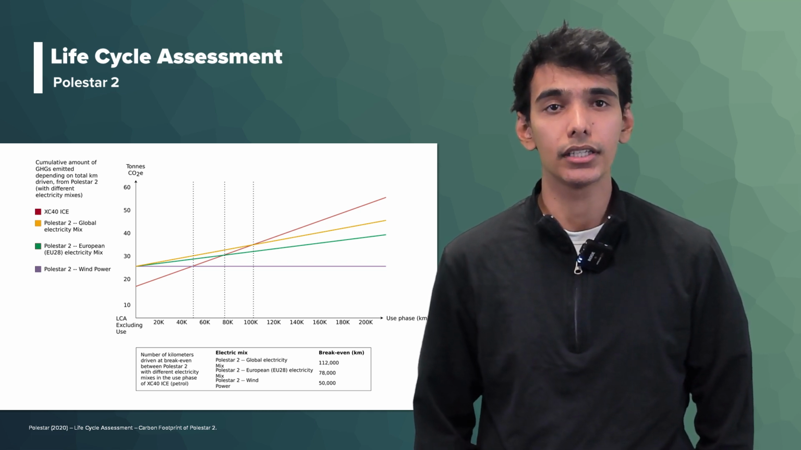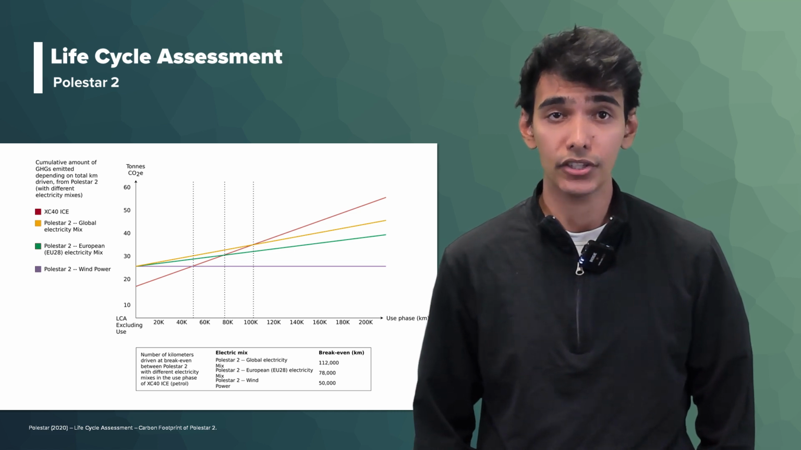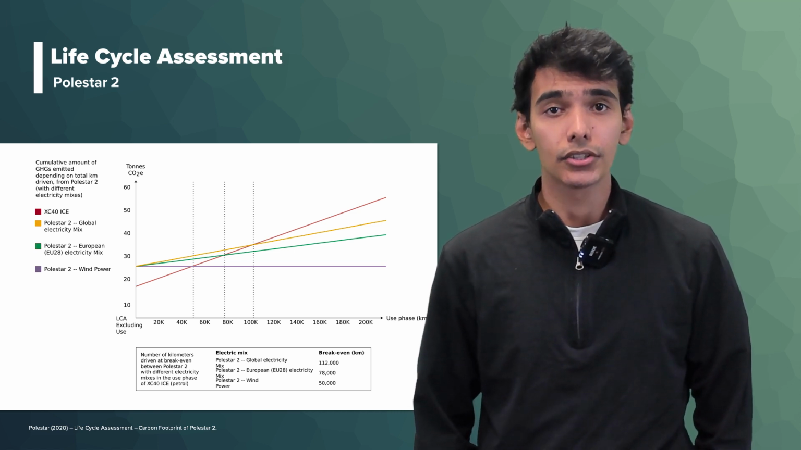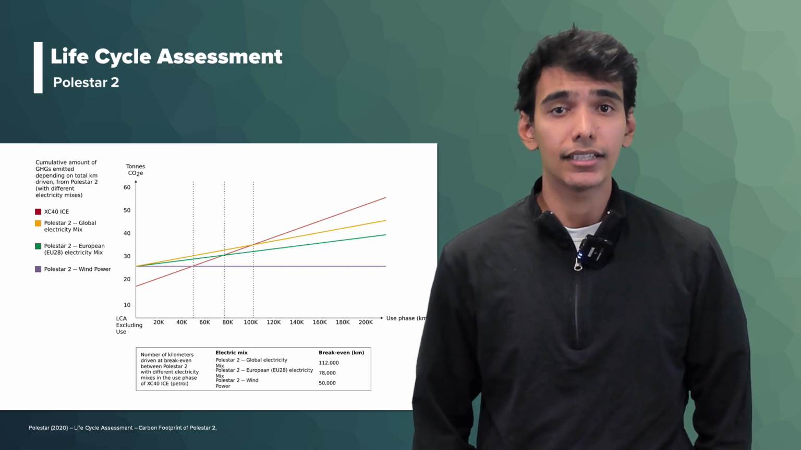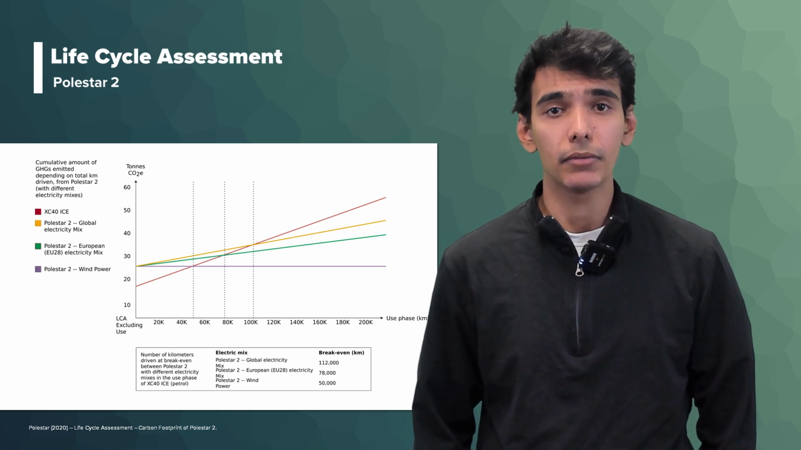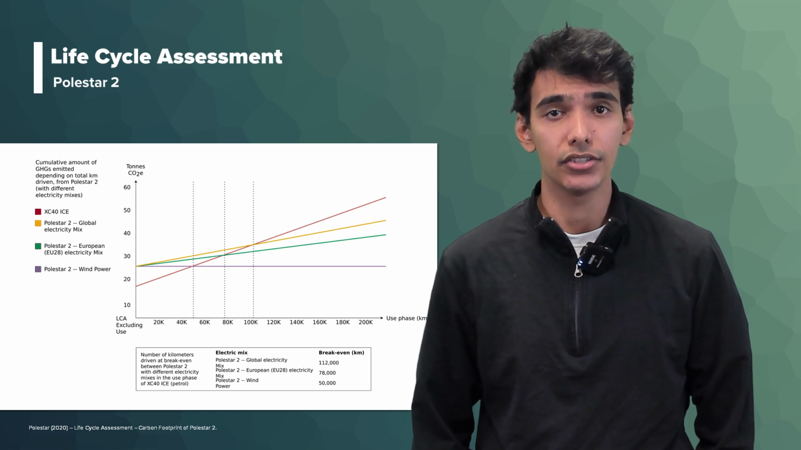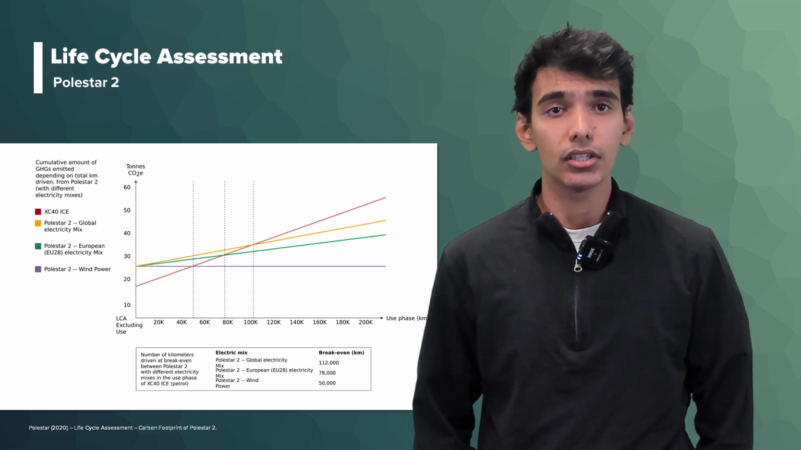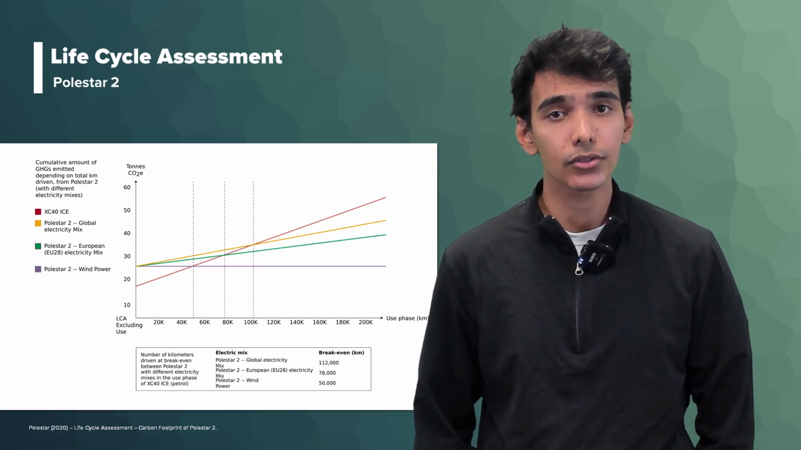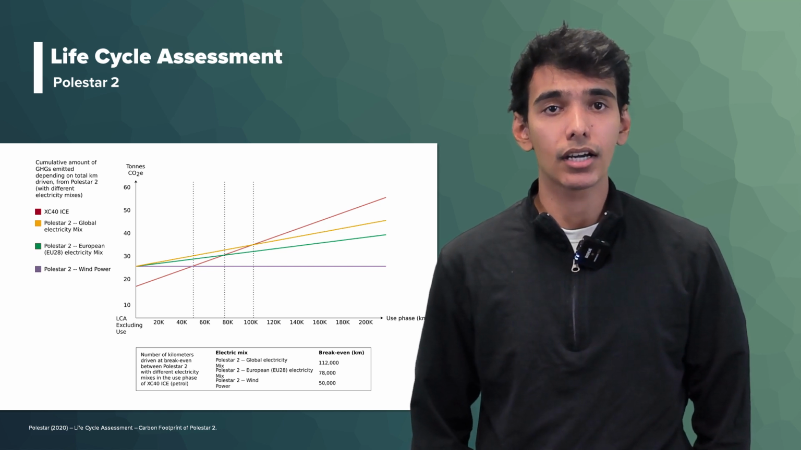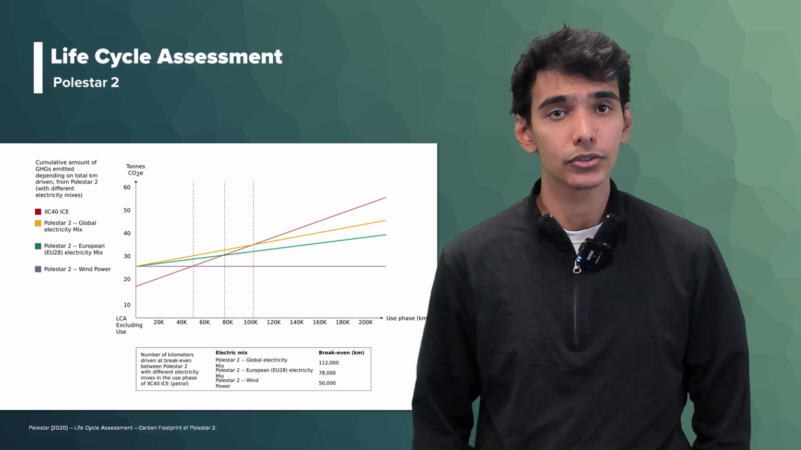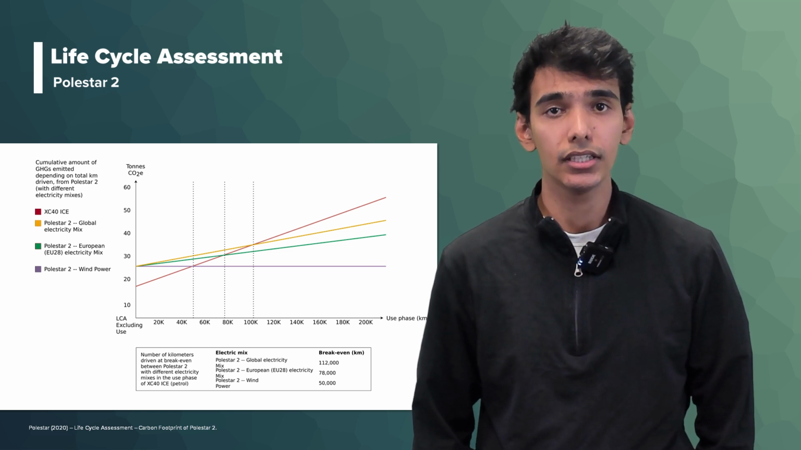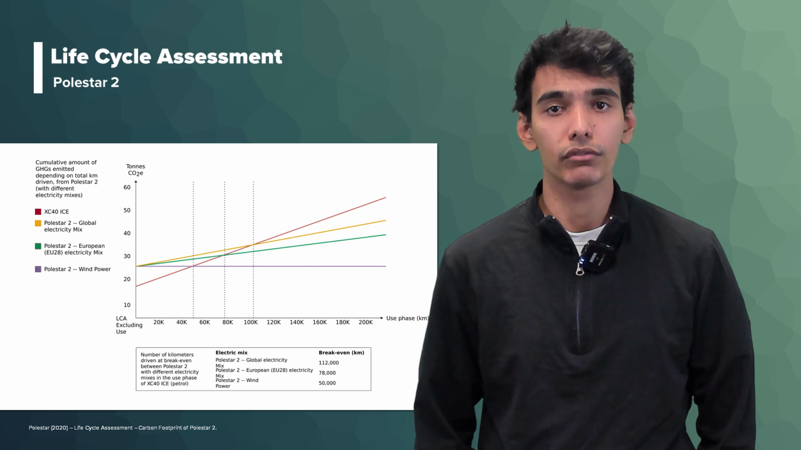So the first one is the yellow one, where there is the global average electricity mix. As you can see with this one, at about 112 kilometers, that's the break-even point at which the electric vehicle becomes better in terms of energy emissions than the internal combustion engine, which is in red. You can see similarly that the European electricity mix is a bit earlier, so around 78,000 kilometers. And when it comes to simply using wind power, a purely renewable source of electricity, it's the best, so essentially around 50,000 kilometers.